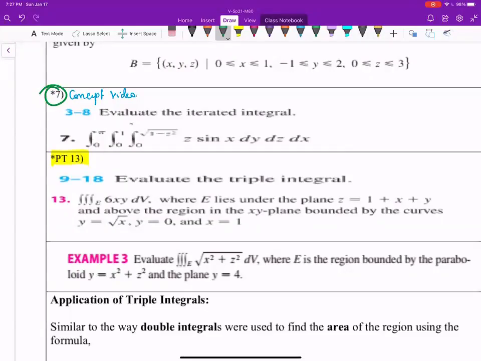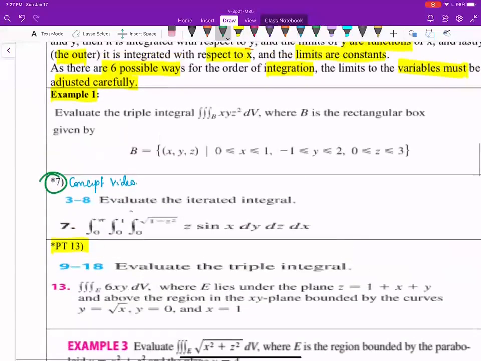Welcome back. This is part B of the concept video for section 15.6. In the earlier video, I gave you an example where we evaluated a triple integral over a ball, and the limits of x, y, z were all constants. Now we'll do a problem where the limits are not all constants.